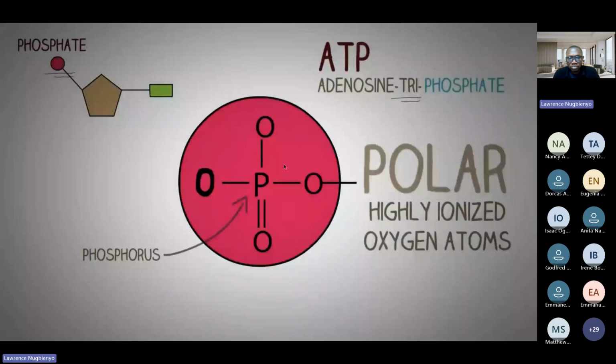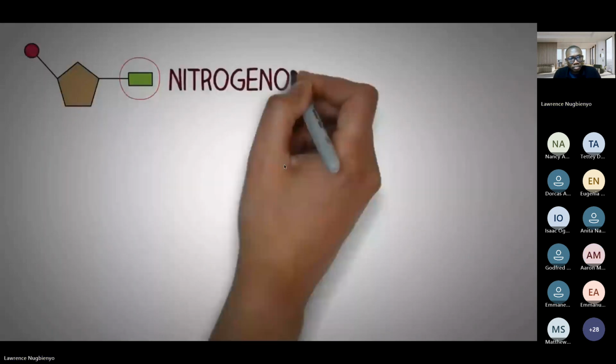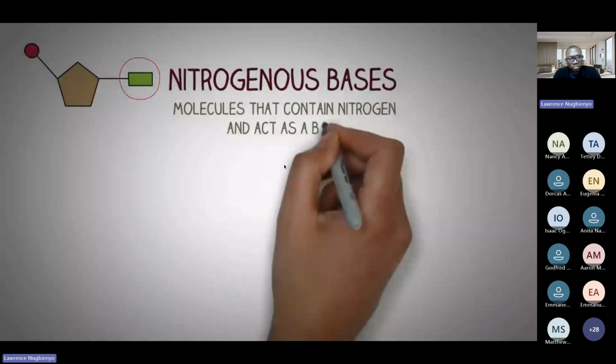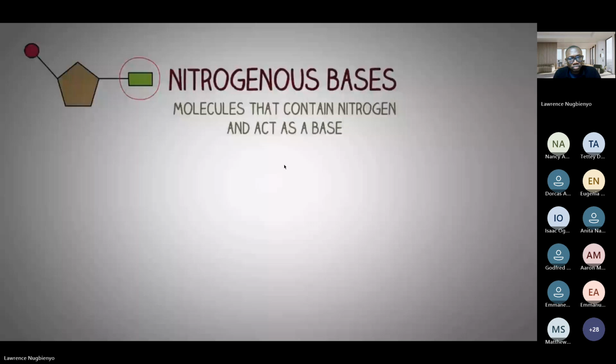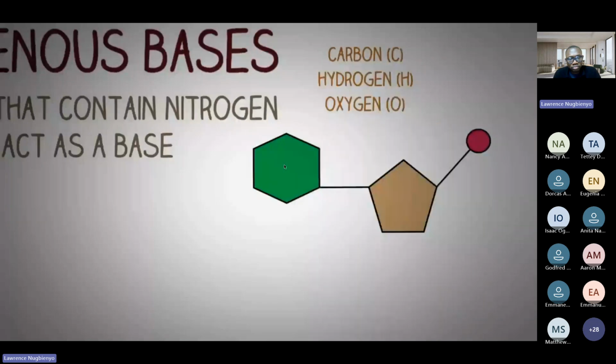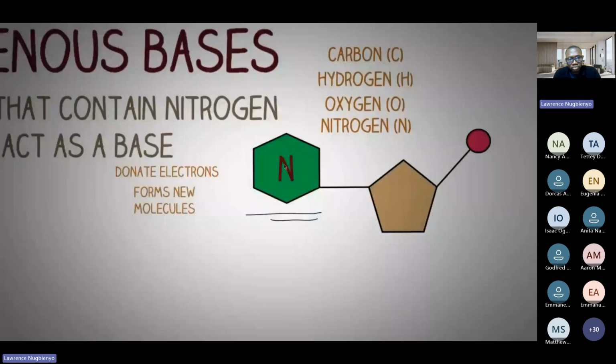Now, the third important structure present in the structure of a nucleotide is the nitrogenous base. Nitrogenous bases are basically molecules that contain nitrogen in varying amounts and they act as a base. Now, most of you know that the human body contains organic chemicals which have carbon, hydrogen, and oxygen in varying amounts. In nitrogenous bases, nitrogen combines with all of these atoms to form ring-like structures. These molecules are called bases since they can donate electrons to other molecules and form new molecules in this process.